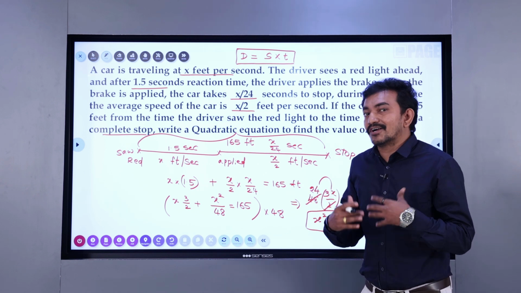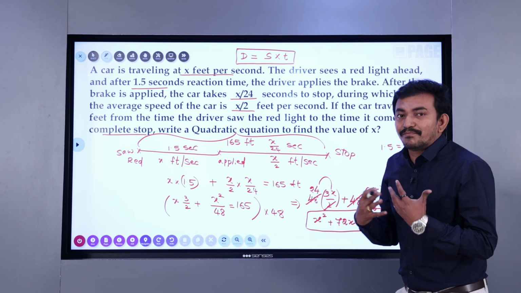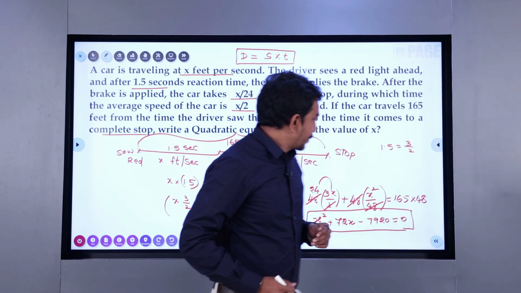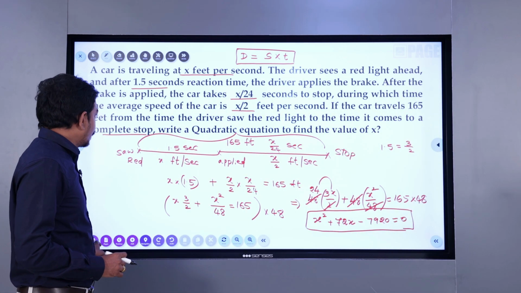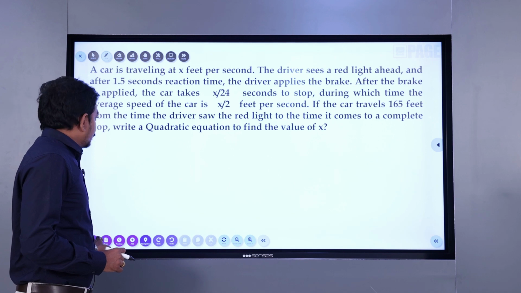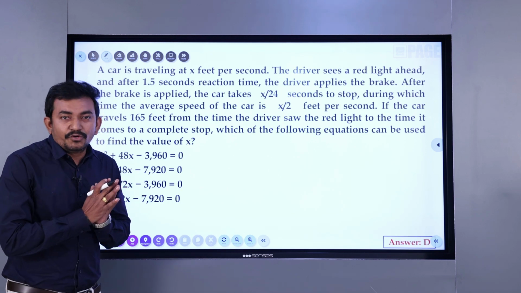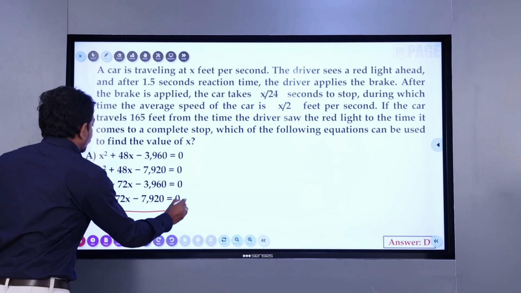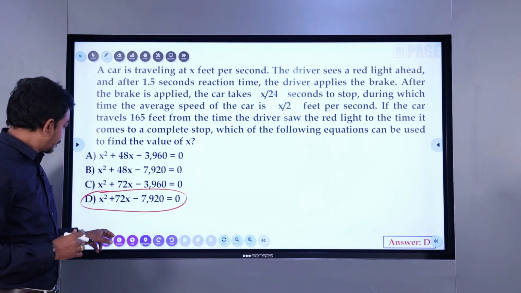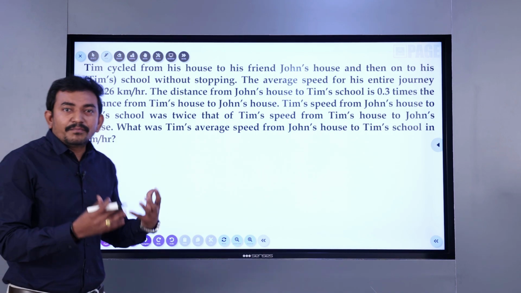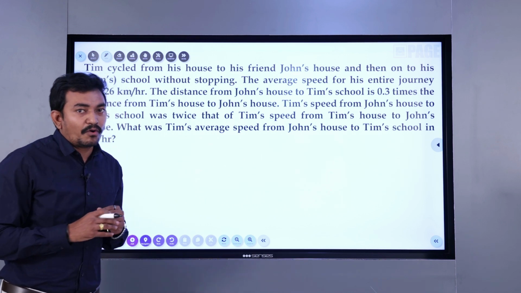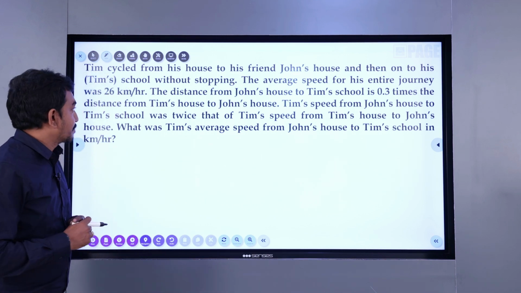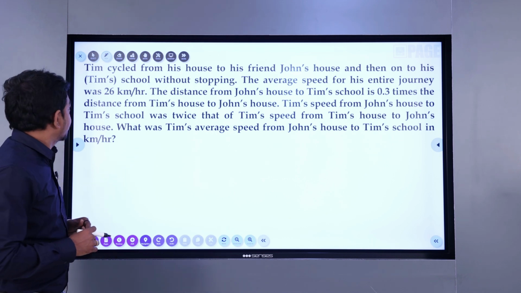So going forward, let's take one more example to understand some more concepts of time and distance, right? In case they ask you this as a multiple choice question, you would simply tick mark option 4 as the right answer. So we have one more word problem which will talk about some of the concepts of time and distance. So let's read out the question first.